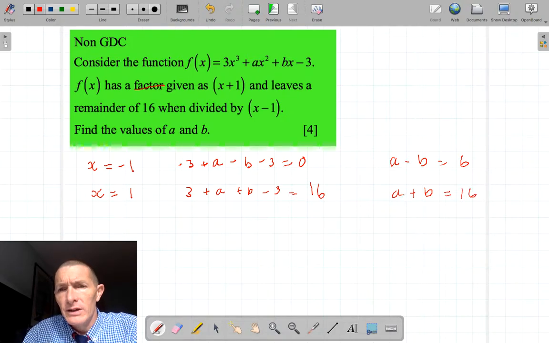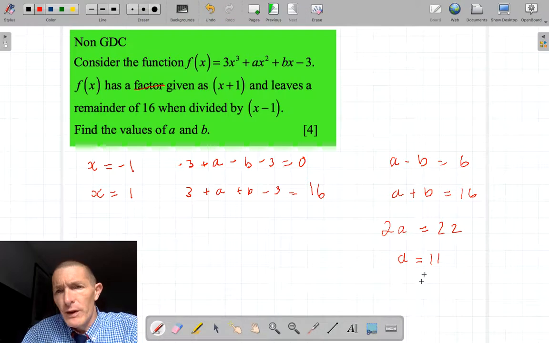Now what I'm going to do is I'm going to take this one, and add it to this one. So it gives me 2a. And when I add b with minus b, it cancels out or it becomes nothing, and it gives me 22. So a is 11, and b will be 5, and that works for both equations.